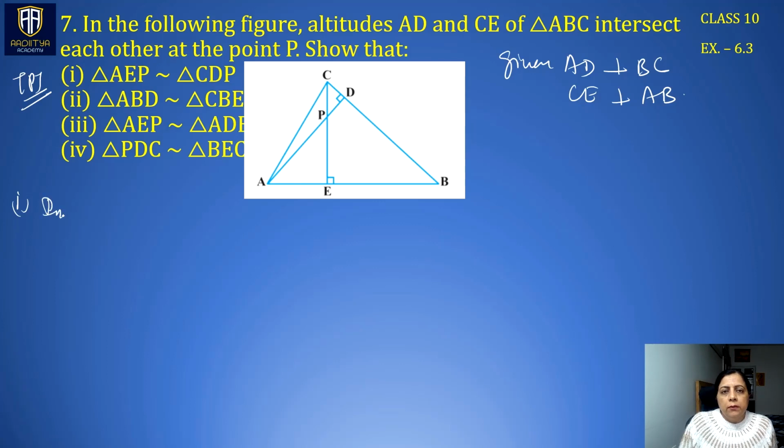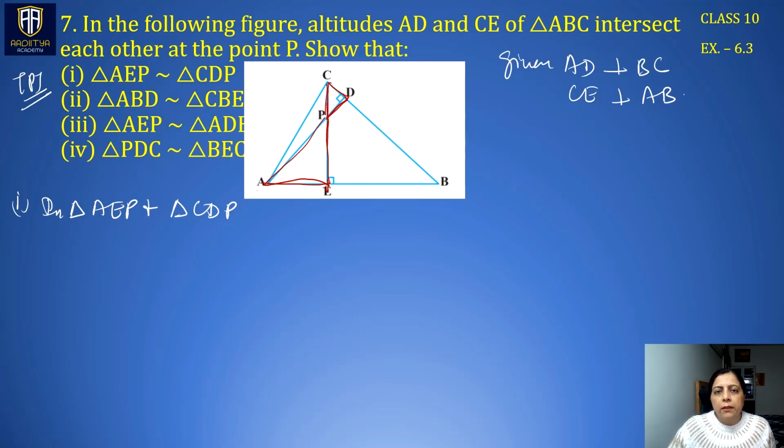In triangle AEP and triangle CDP. Now look for those triangles, AEP and CDP. I'm marking this so that you can locate these two triangles, AEP and CDP, this small triangle above this. We have to prove them similar.